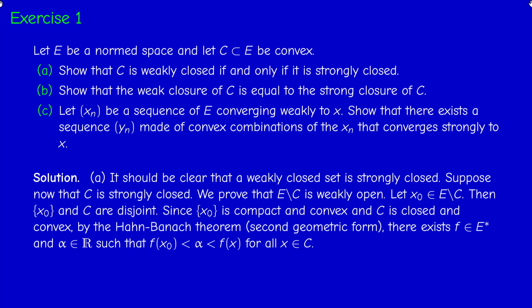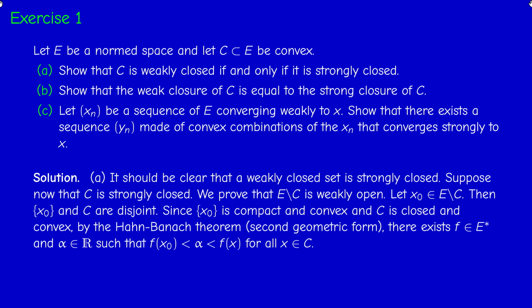So we can apply the second geometric form of the Hahn-Banach theorem, and accordingly, there exists an element f in the dual E*, a closed hyperplane, if you like, that separates x0 and C. So, otherwise stated, there is an element f in the dual and a number alpha such that f(x0) < alpha, strictly less than f(x) for all x in C. This is the separation theorem.